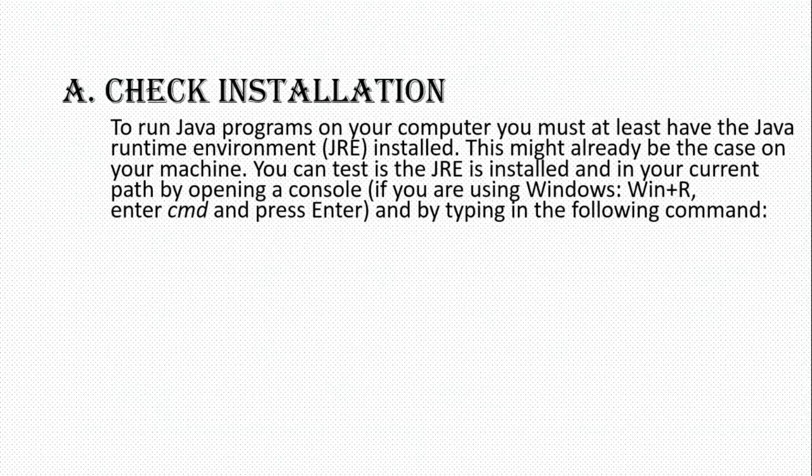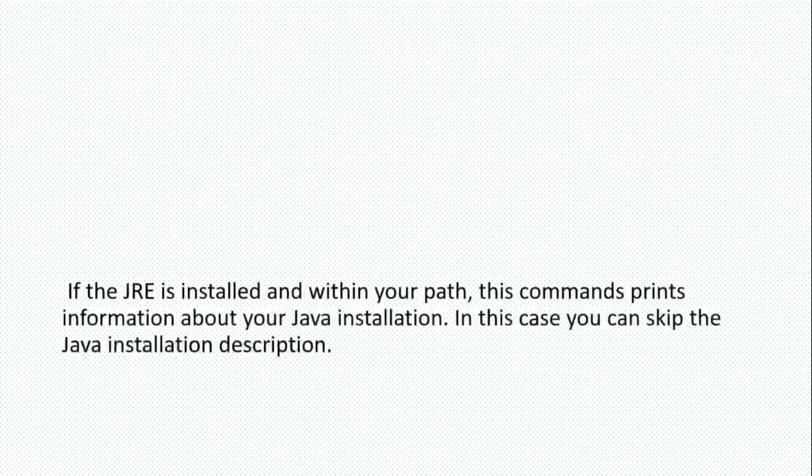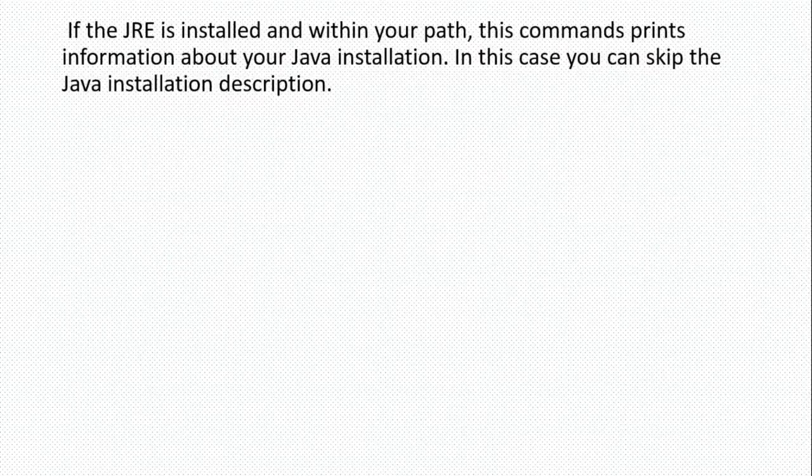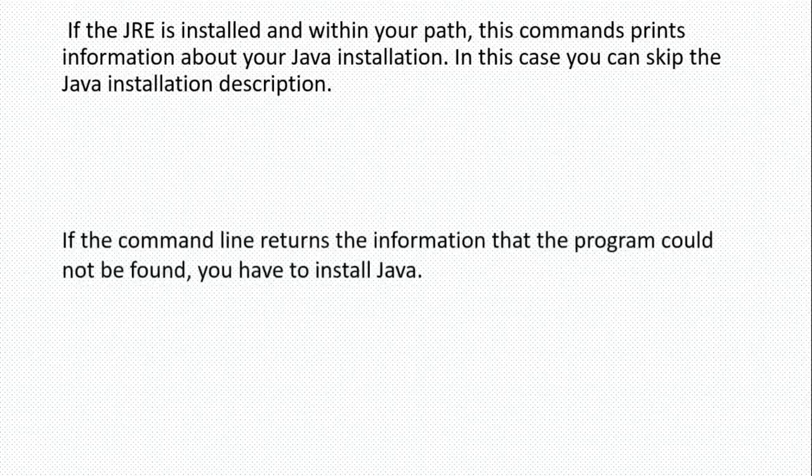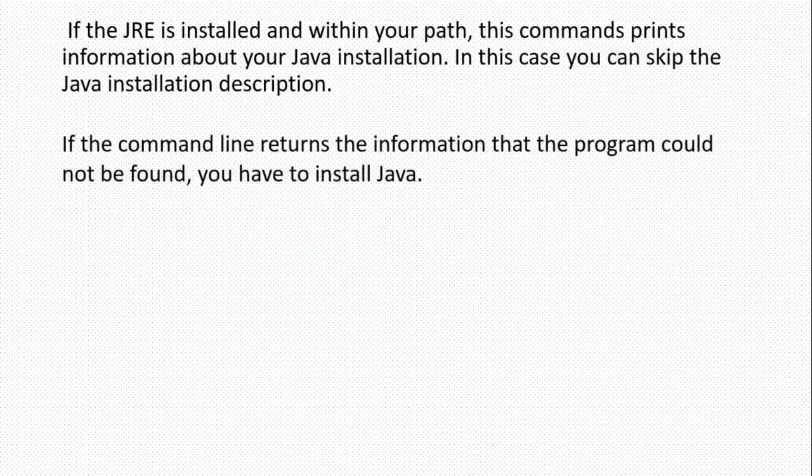If you are using Windows, press Win+R, enter cmd and press enter, and type in the following command: java -version. If the JRE is installed and within your path, this command prints information about your Java installation. In this case, you can skip the Java installation description. If the command line returns the information that the program could not be found, you have to install Java.